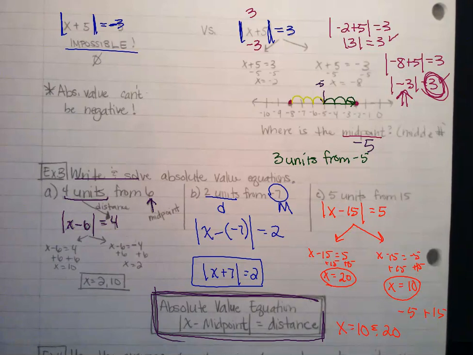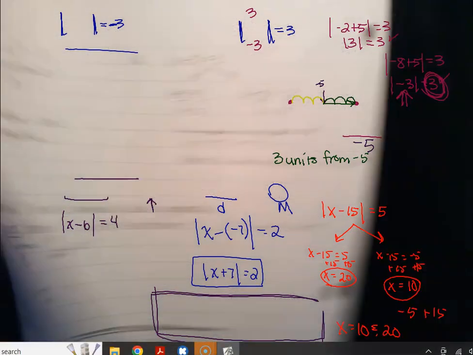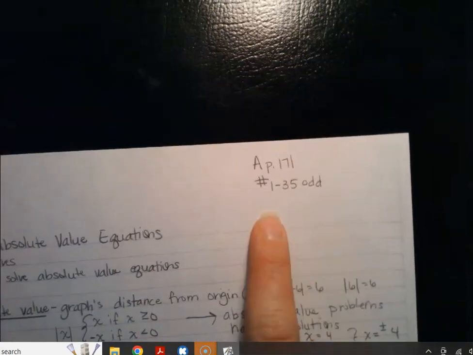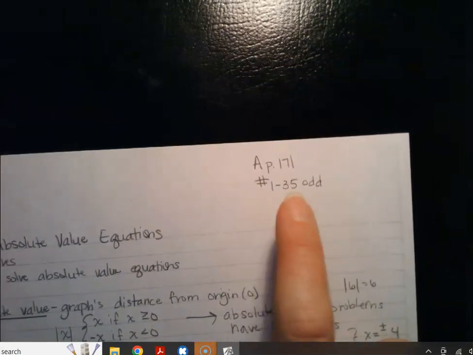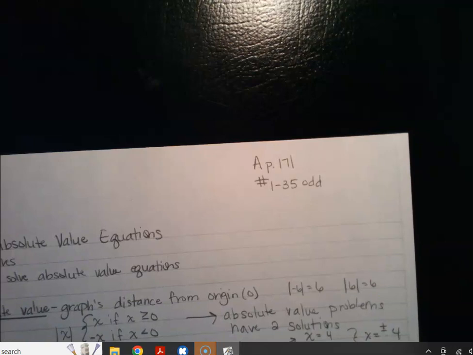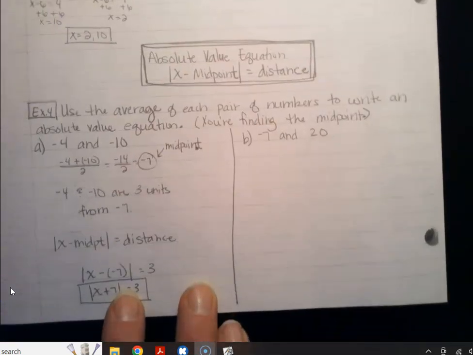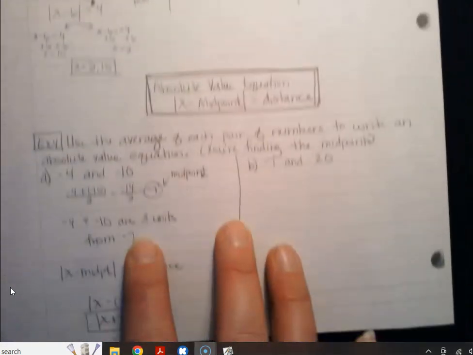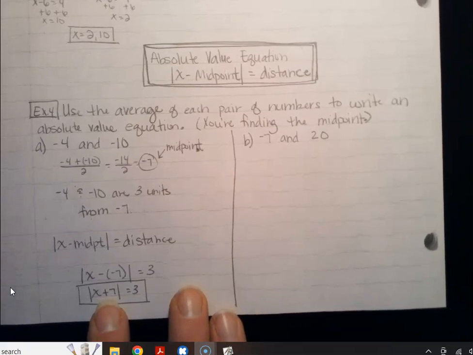So your homework is page 171, numbers 1 through 35, odd. But that's it for today. Just kidding, I'm sorry. I had it all the way down at the bottom, and I thought that was the end of my paper when we paused.